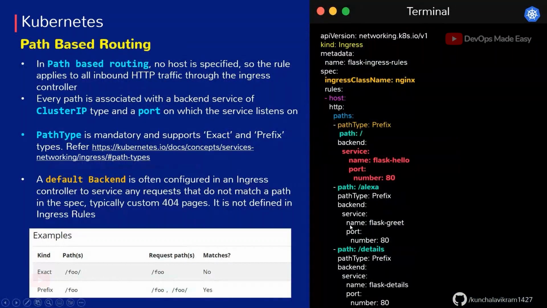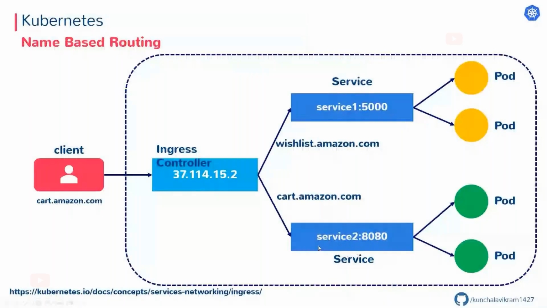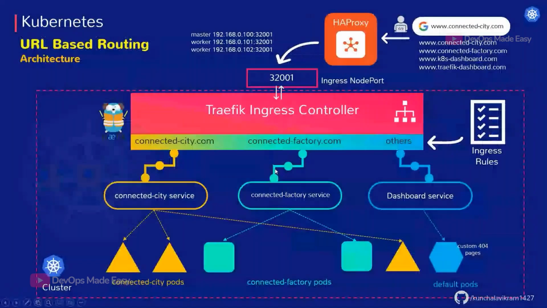Similarly in name based routing, you'll have names like cart.amazon.com. If the client visits it in the browser, it forwards to the ingress controller. The ingress controller will read the whole domain and then send the traffic to the cart backend. Similarly, if someone is using wishlist.amazon.in, it might forward the traffic to a different service. Correct? Got it, guys?